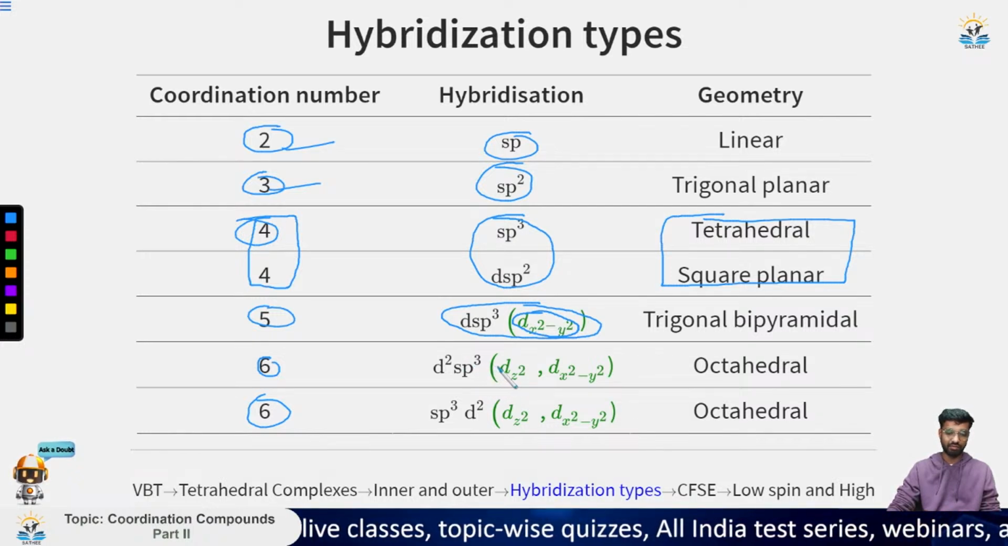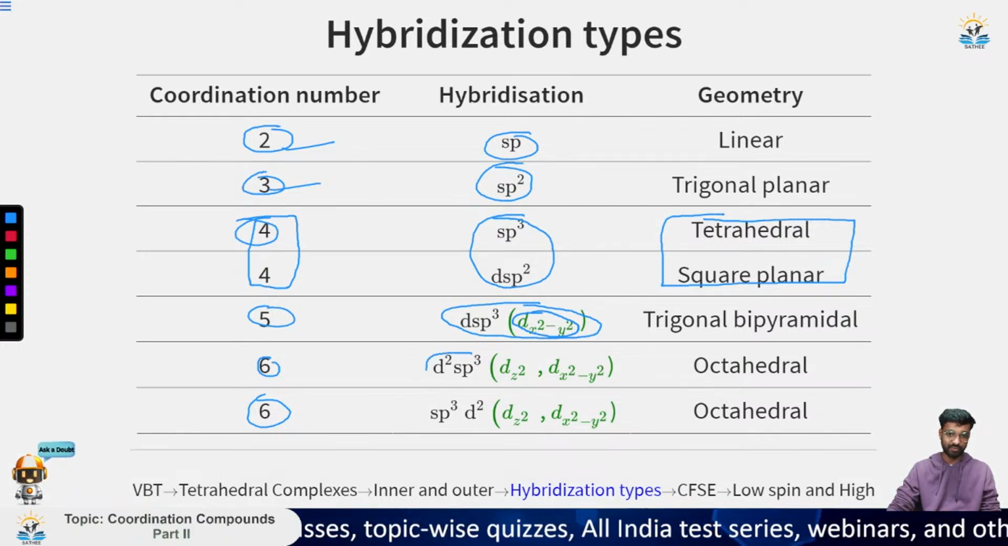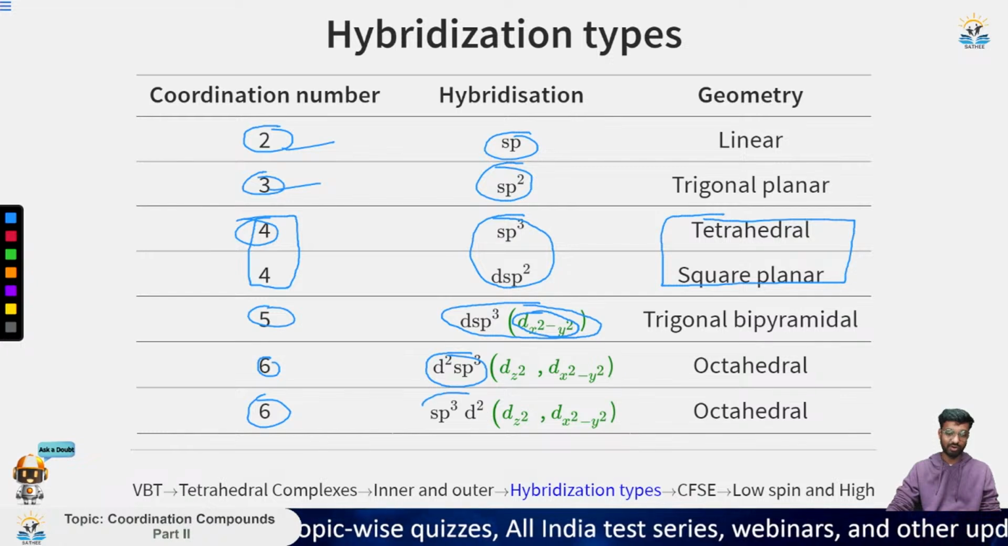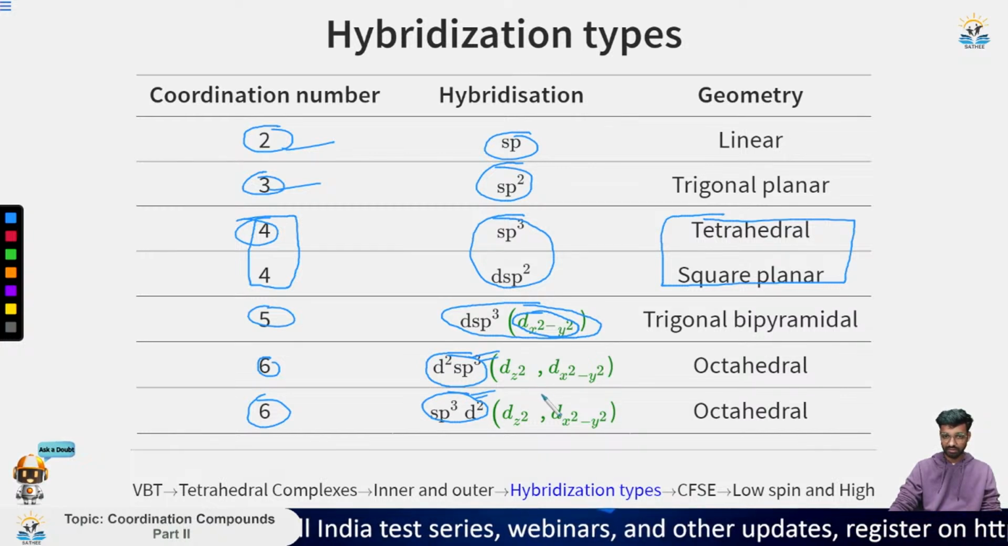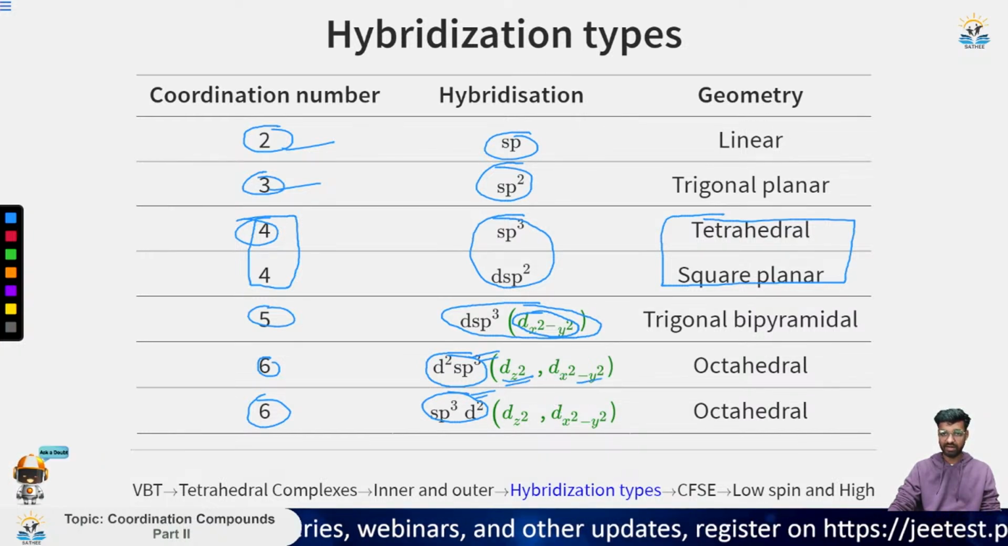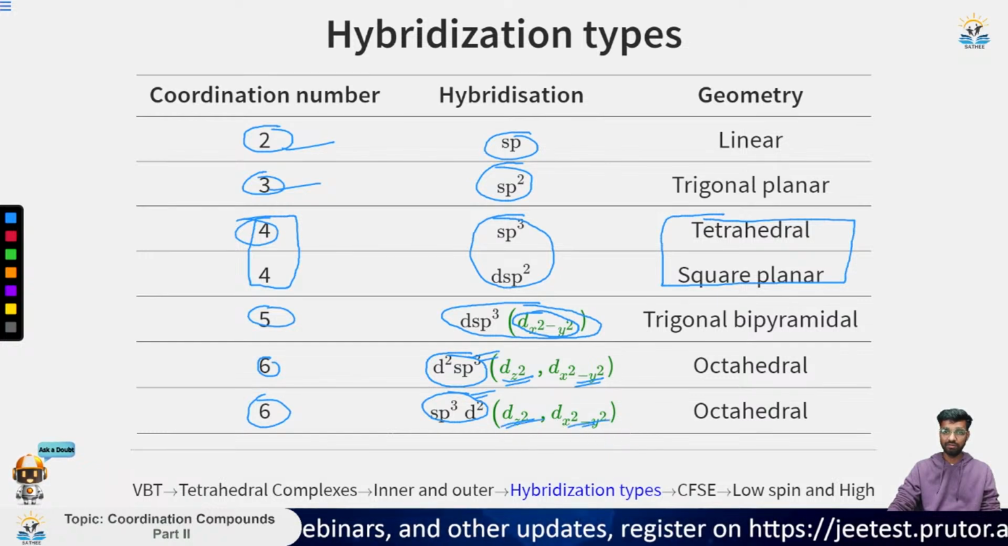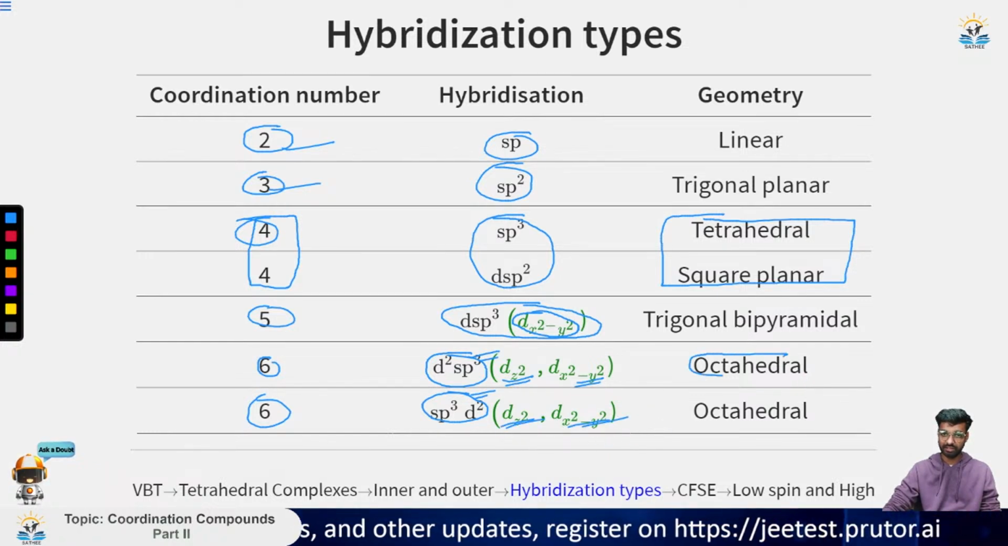as inner or outer. So this is the inner orbital complex, and this is the outer orbital complex. So the first case is for pairing, and in the second we do not have the pairing of electrons. So for this also the orbitals are same, that dz square and dx square minus y square. Okay, it's because the structure is same.